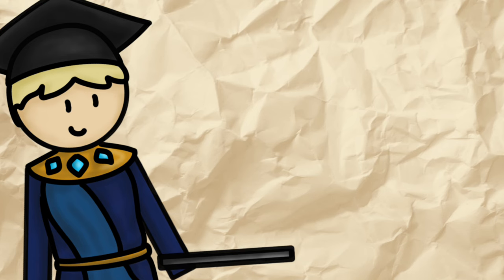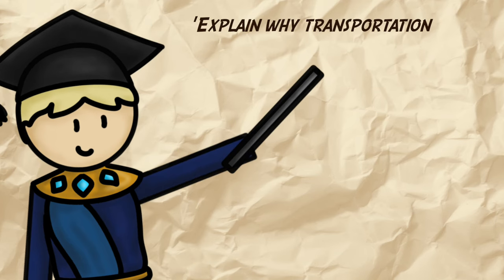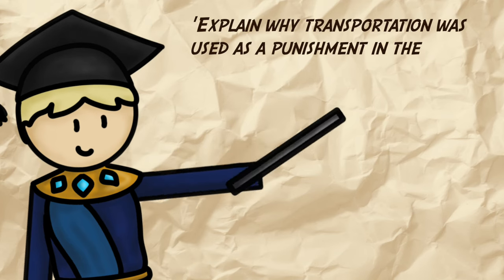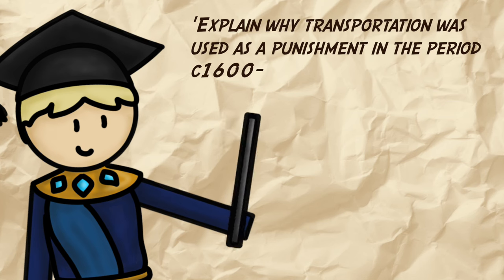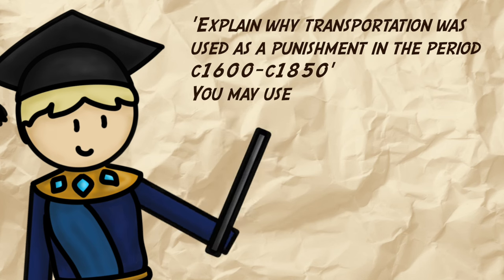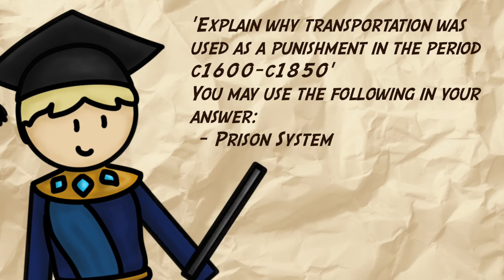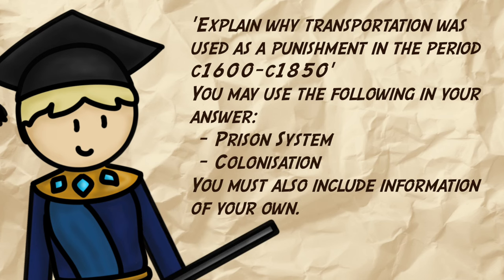So the question we're going to look at is, explain why transportation was used as a punishment in the period circa 1600 to circa 1850. You may use the following in your answer: prison system, colonization. You must also include information of your own.